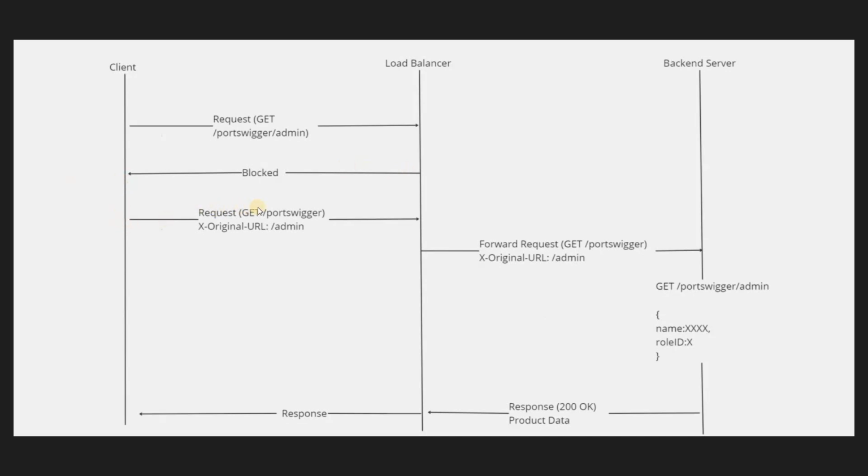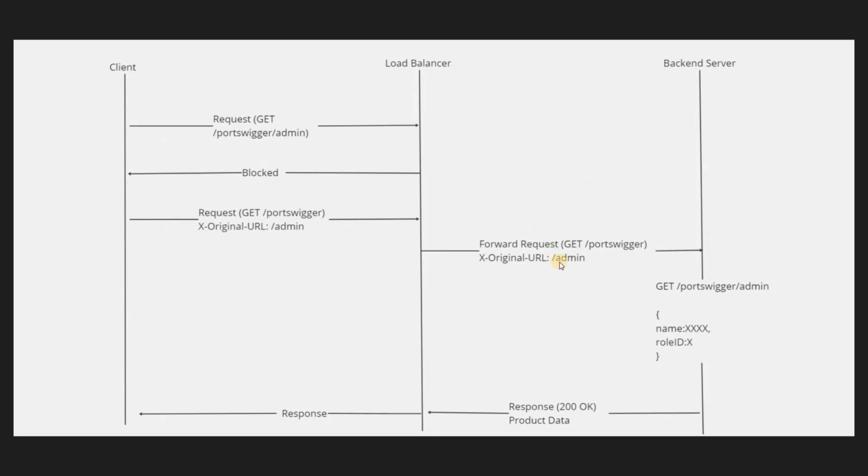So what we are doing is that even though we are a normal user, we try to access a normal endpoint, and we give the header X-Original-URL as admin. Now the load balancer checks if the URL is admin. It's not, and we are a normal user. So the request is sent to the backend server.